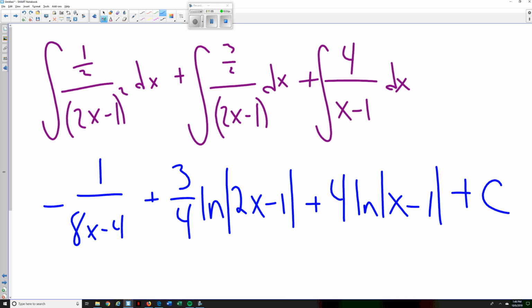All right, so those are two examples of partial fraction decomposition. We haven't talked about everything you can do with that, but this gets you the basics. Hopefully you guys remember a little bit about that partial fraction decomposition.